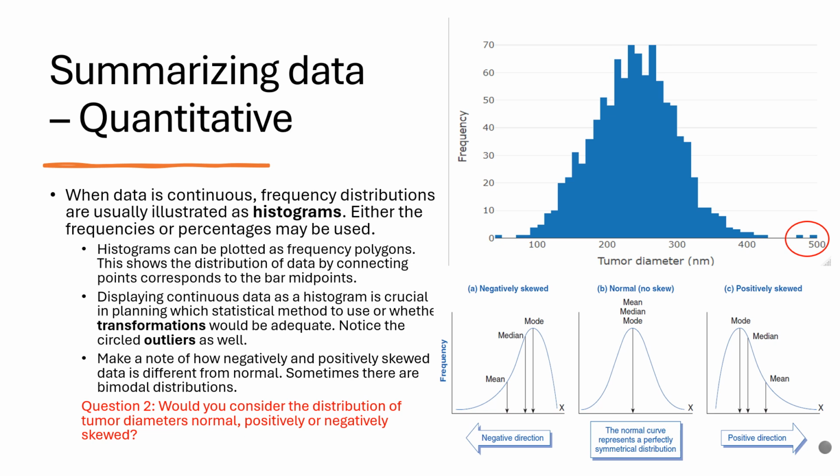Displaying continuous data as a histogram is crucial in planning which statistical methodology you're going to use, whether transformations would be adequate, and it can allow you to notice outliers. So as you can see in the histogram we have here, circled around the 500 mark, those two observations, and even the one around zero, they could be potential outliers. They might not necessarily be outright outliers, but we should consider them carefully, right?